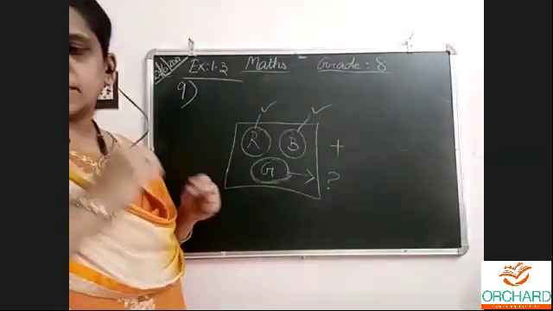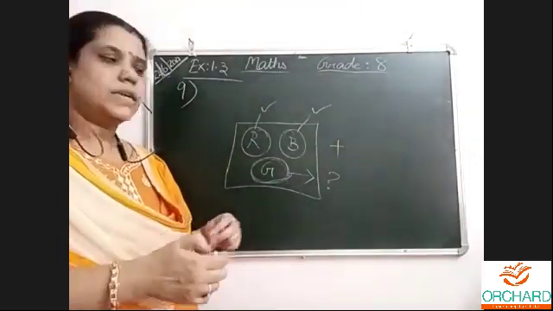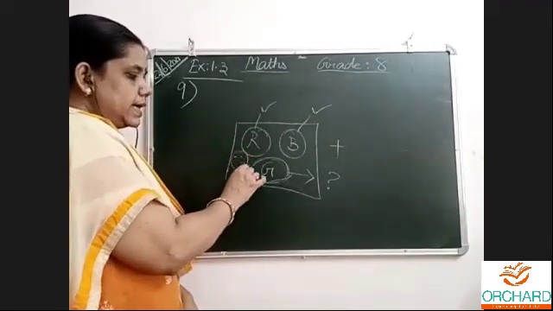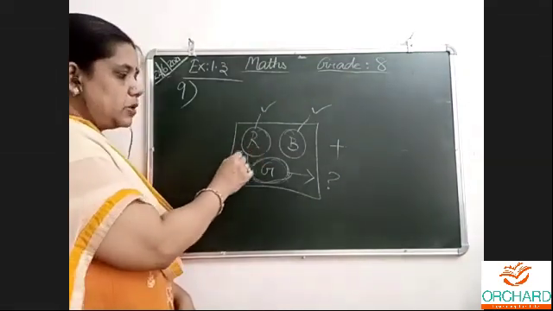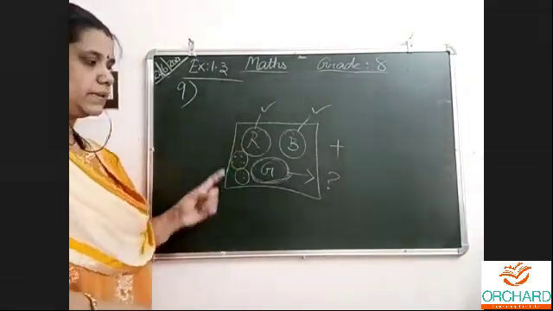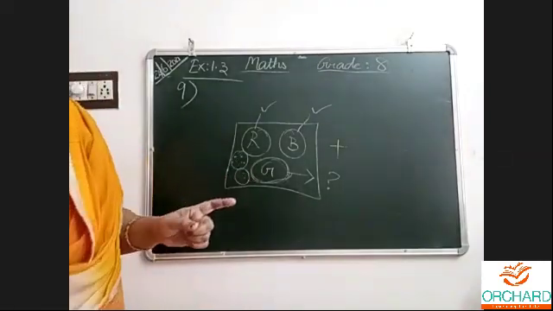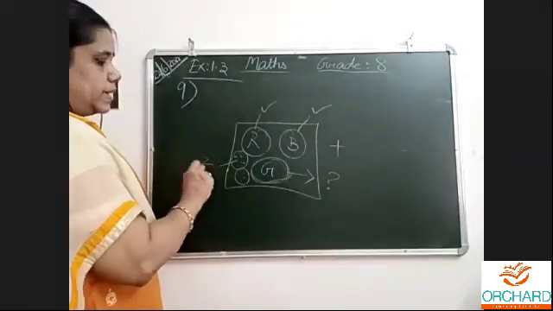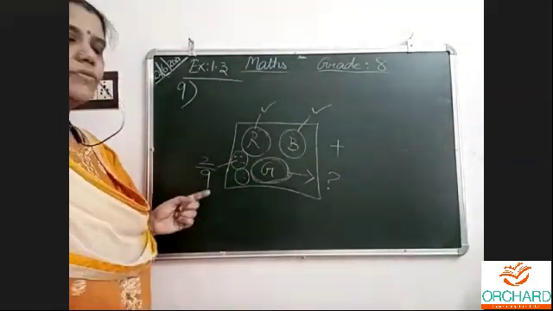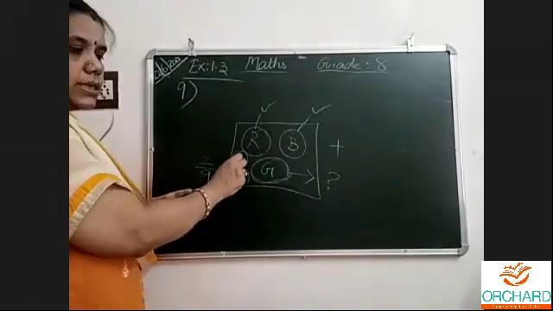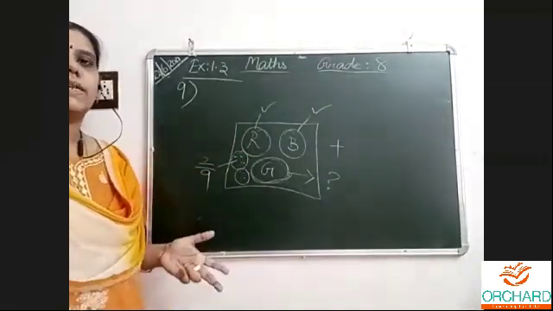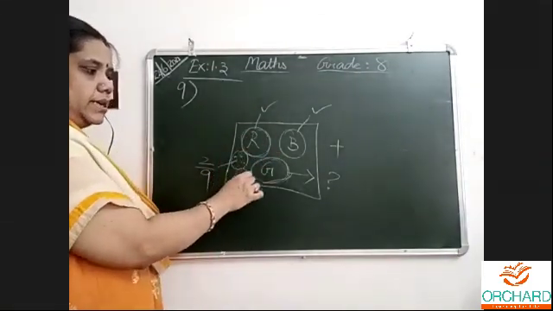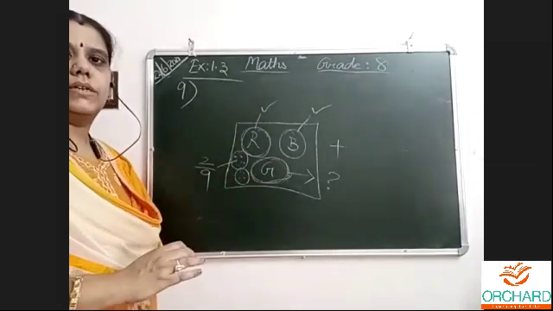Question number 2, red color but not spotted. We have many red marbles. In that, some are plain, some are spotted. They have given: of the red marbles, 2 by 9 are spotted. So from the total red marbles, this 2 by 9 we need to subtract, then we will get the plain marbles. Red minus the spotted one, we have to do. Simple thing.